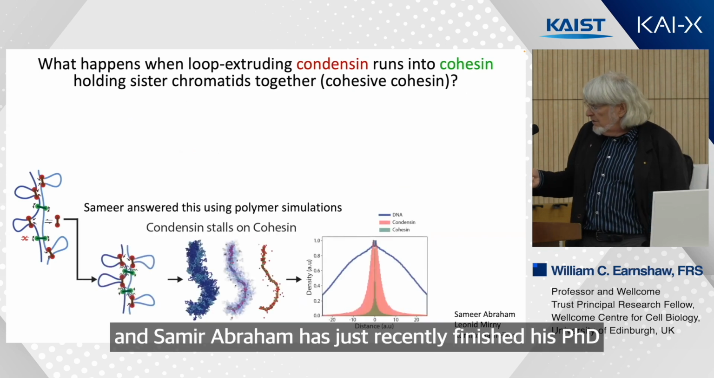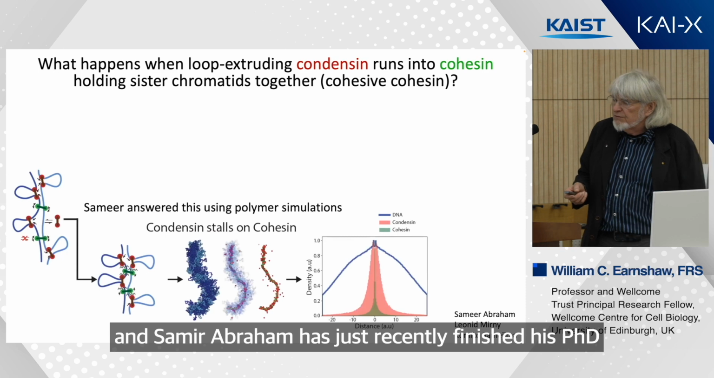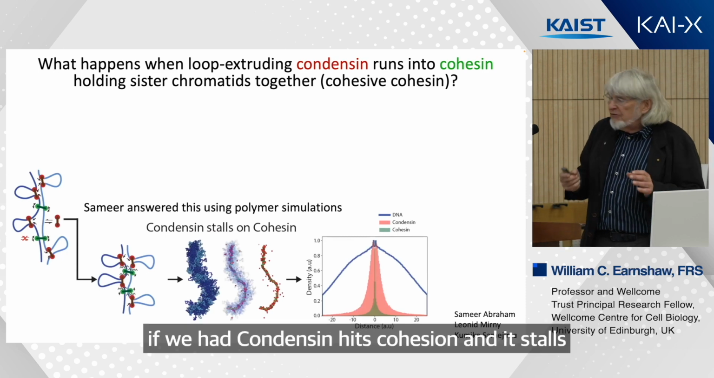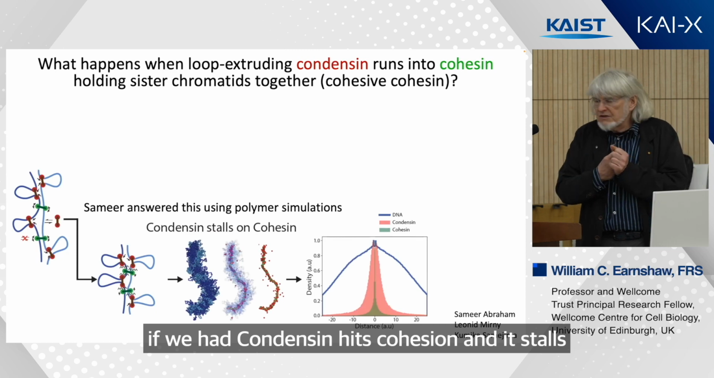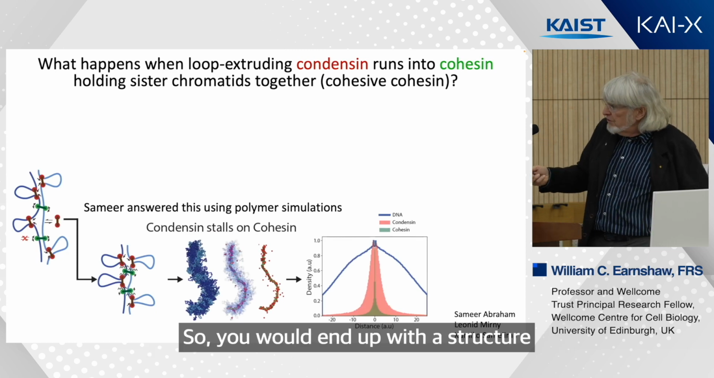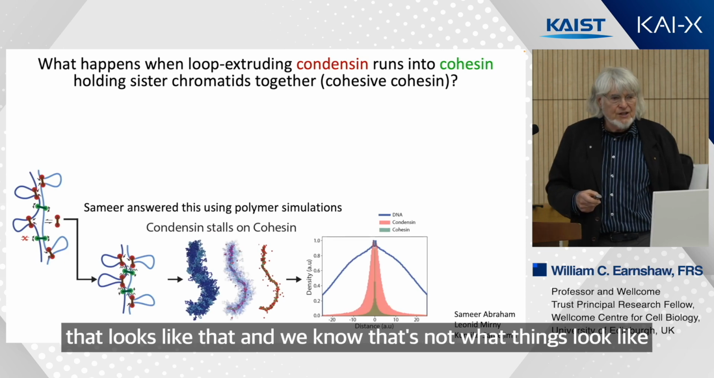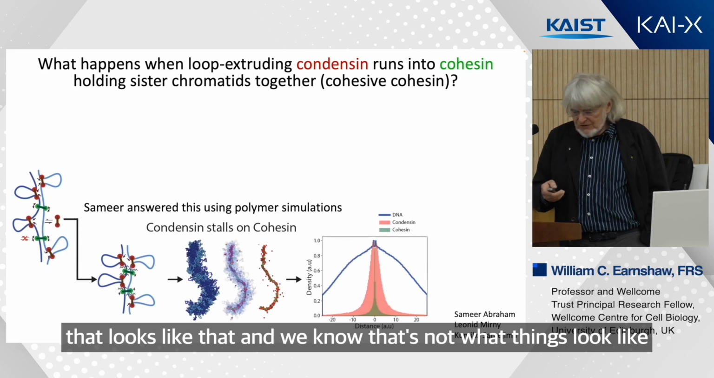And Samir Abraham has just recently finished his PhD. Here he modeled what would happen if condensin hits cohesin and it stalls. So you would end up with a structure. This is two sister chromatids. But you would end up with a structure that looks like that. And we know that's not what things look like.